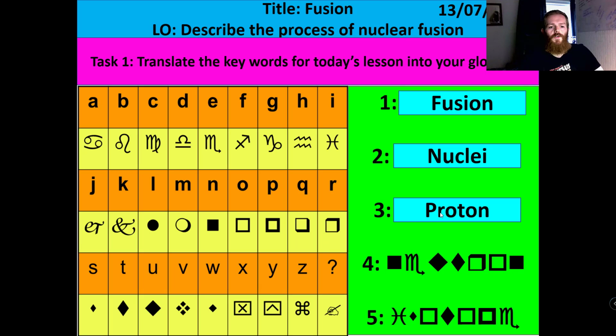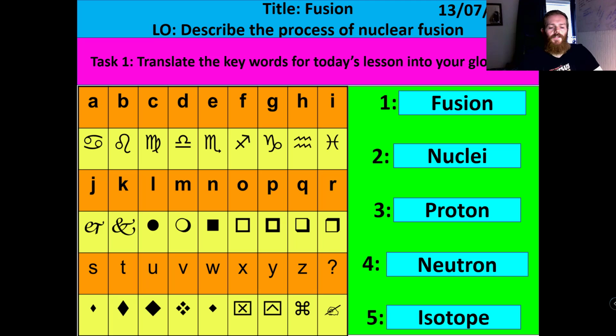Proton, you should have had for word number 3. That is a subatomic particle. It's found in the nucleus, it has a mass of 1, and it has a positive charge, positive 1. Keyword number 4, neutron, is another subatomic particle, again found in the nucleus. It has a mass of 1, but it does not have a charge. It's not negative, it's not positive, it's neutral.